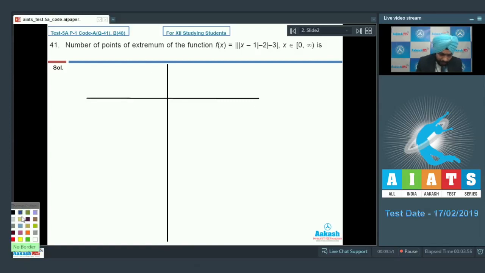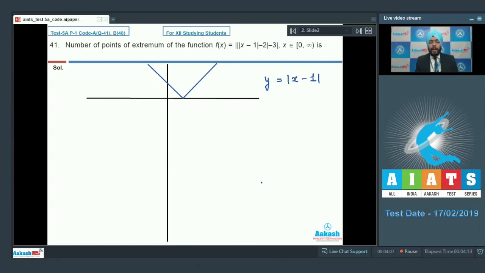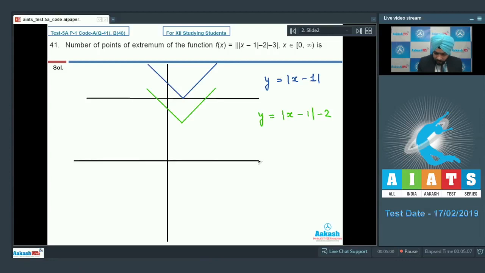First of all, I have mod of x minus 1, something like this. This is y equals mod of x minus 1. And I'll shift that downwards by 2 units, so that will give me mod of x minus 1 minus 2. So the graph will be something like this. This is y is equal to mod of x minus 1 minus 2. Drawing a new x-axis over here, in order to take the next graph, I have the modulus of this function. That particular graph will look something like this. So this is y is equal to modulus of x minus 1 minus 2 whole modulus.